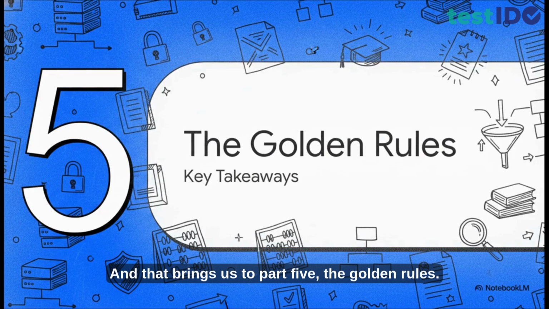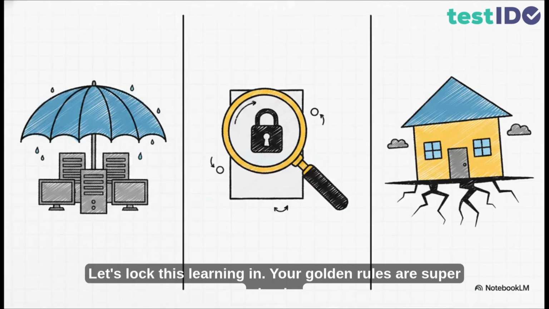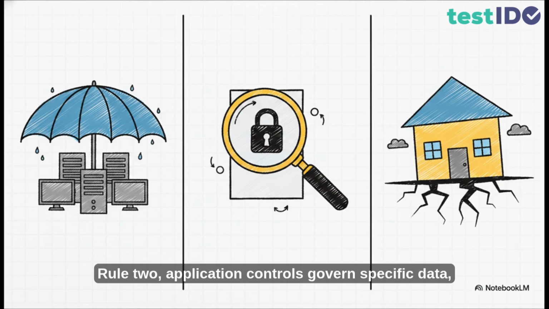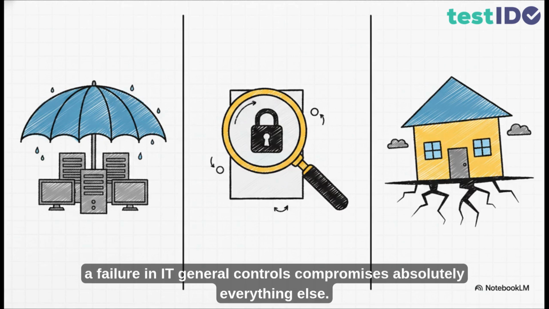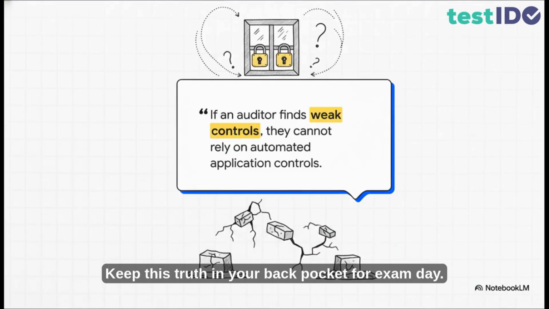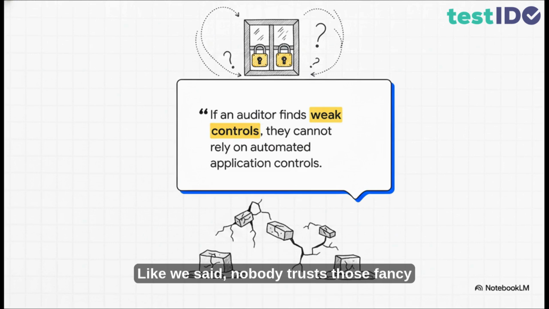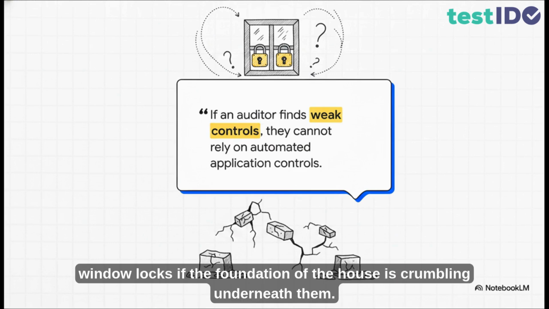And that brings us to part 5, the golden rules. Let's lock this learning in. Your golden rules are super simple. Rule 1, general controls govern the broader environment. Rule 2, application controls govern specific data, ensuring individual inputs are valid. And Rule 3, a failure in IT general controls compromises absolutely everything else. Keep this truth in your back pocket for exam day. If an auditor finds weak general controls, they simply cannot rely on the system's automated application controls. Like we said, nobody trusts those fancy window locks if the foundation of the house is crumbling underneath them.